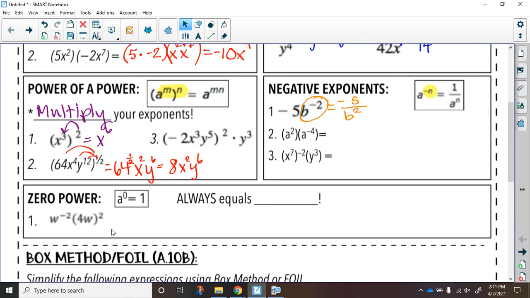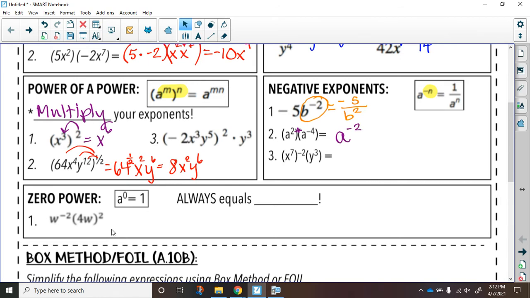So number 2, we have multiple rules that we can use. What I'm going to do is use the product rule along with the negative exponent rule. If I look at the product rule, I'm going to add 2 and negative 4. So 2 and negative 4 gives us a to the negative 2.